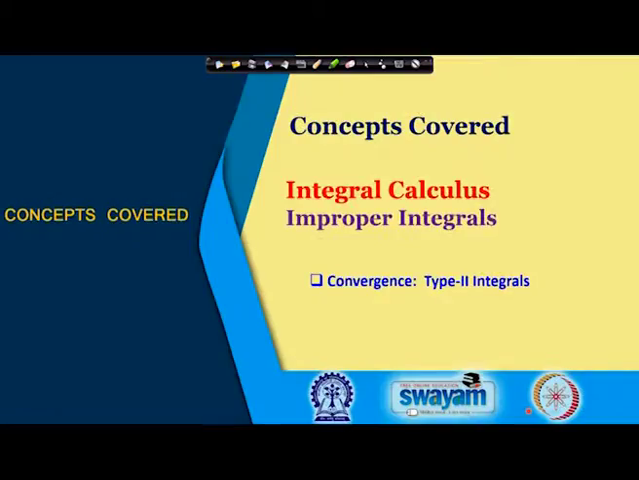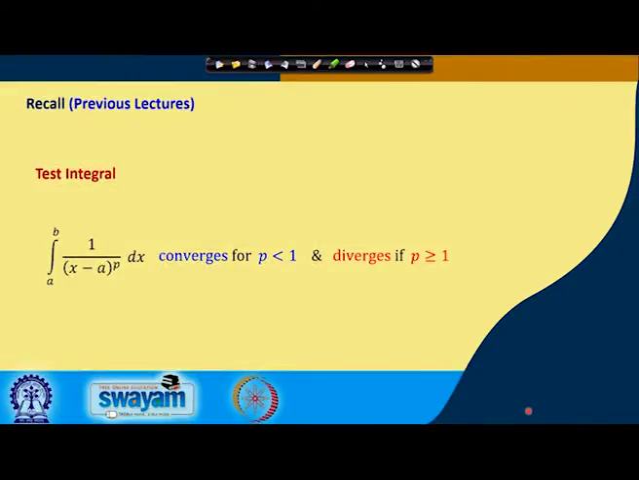So, welcome to the lectures on engineering mathematics 1, and this is lecture number 24, and we will be talking about improper integrals. In particular, we will discuss today the convergence of improper integrals of type 2. In the last lecture we have seen this test integral, which was the integral from a to b of 1 over (x minus a) to the power p. This is the improper integral of type 2, because this integrand is unbounded when x goes to a.